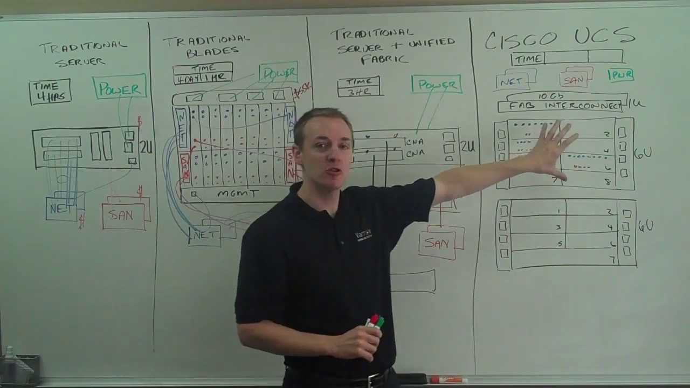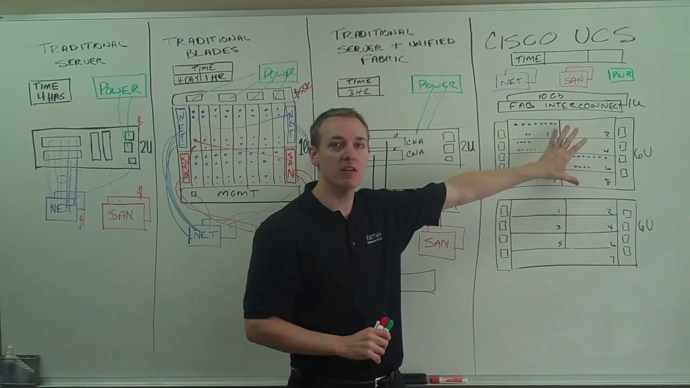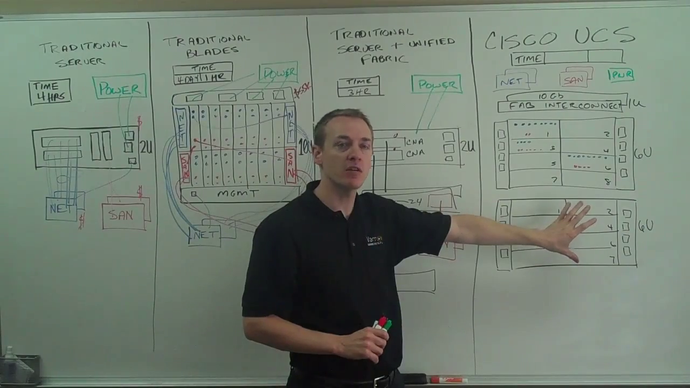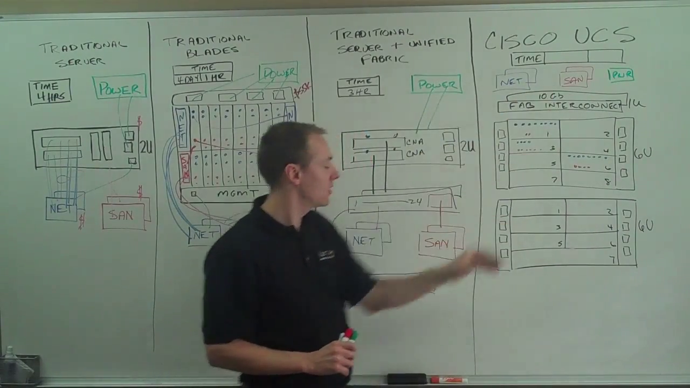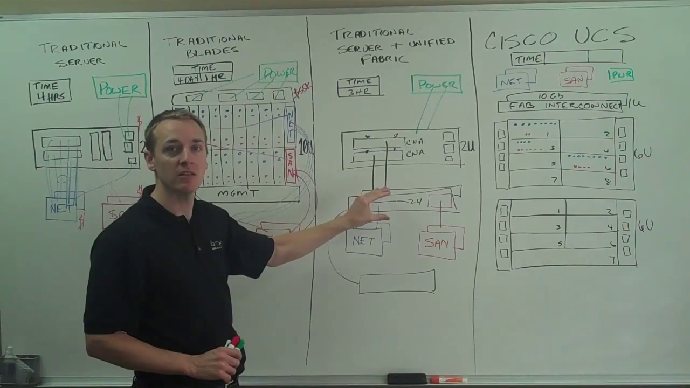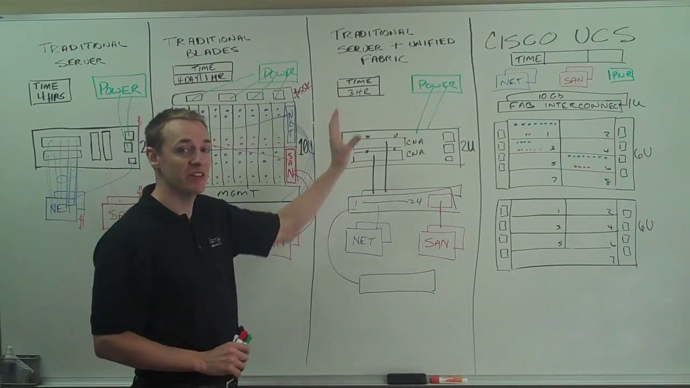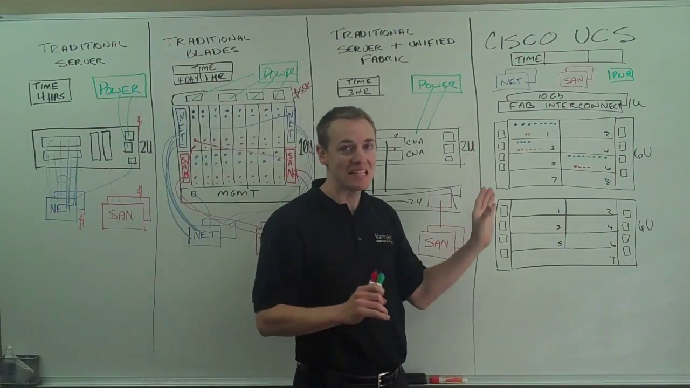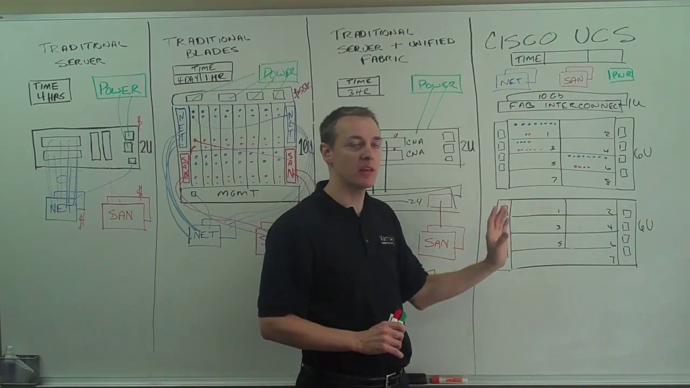What I have here is two chassis. I have a 6U chassis here. I have another 6U chassis here. I've got some fabric interconnects, much like the fabric interconnect that was defined here in this section. So we're going to talk about 10 gig and the unified fabric, all of that's going to play in.